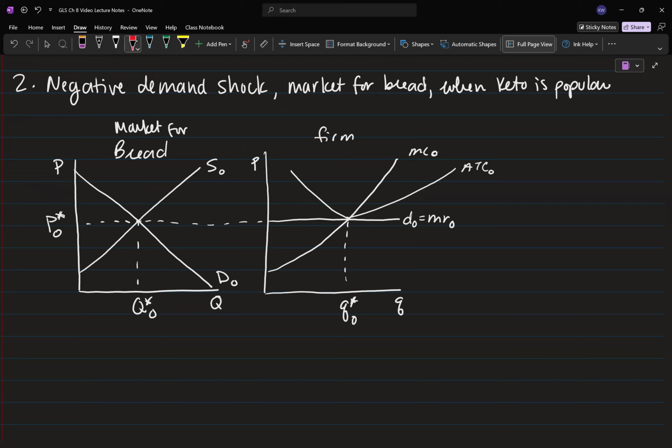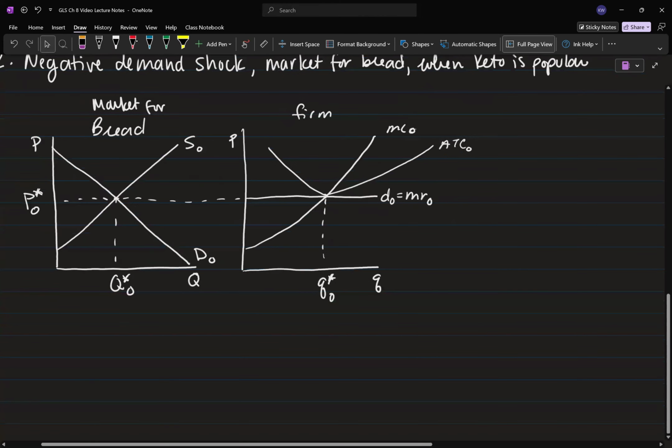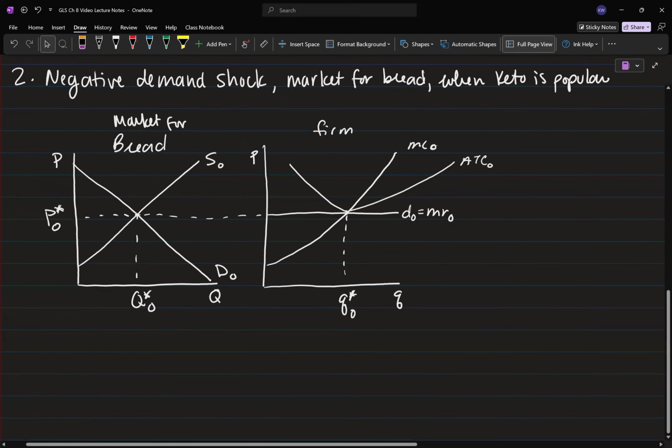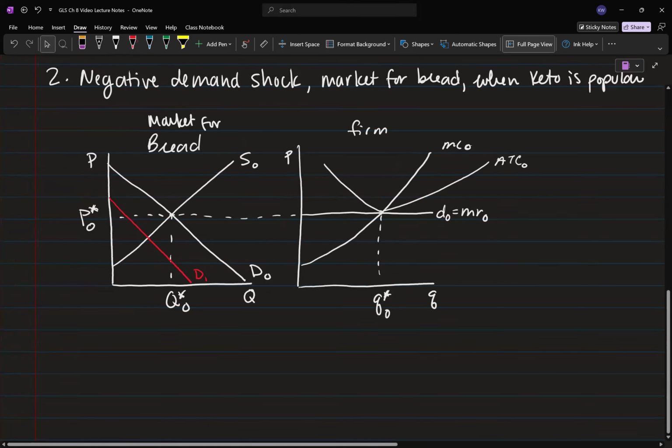Now let's look at the short run. So short run, there's a negative demand shock. Keto becomes popular. People essentially change tastes. They don't want to eat bread anymore. So we have consumers leaving the market for bread. So we're going to shift our demand curve to reflect that. And we're going to shift it down and to the left. Okay, so that is our negative demand shock.